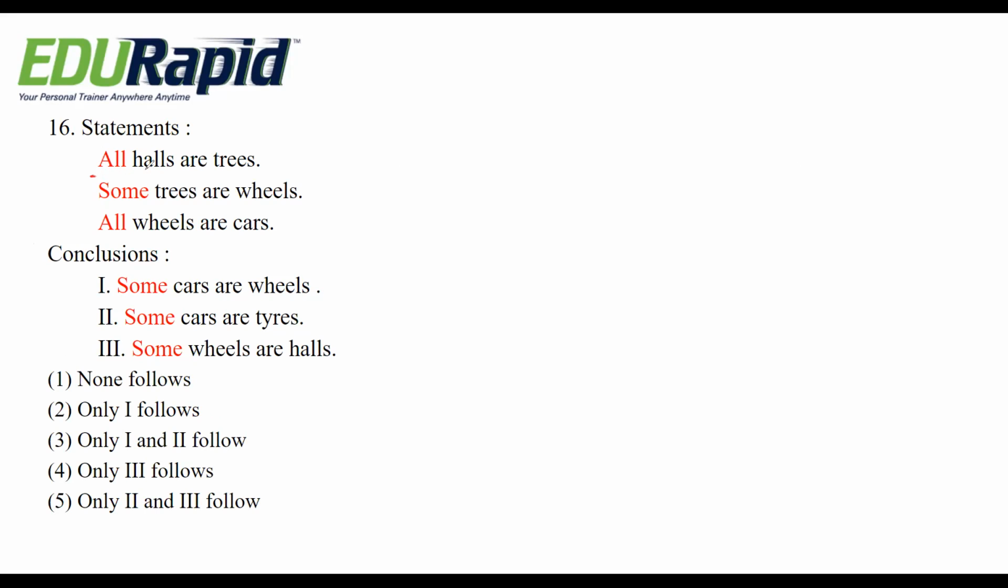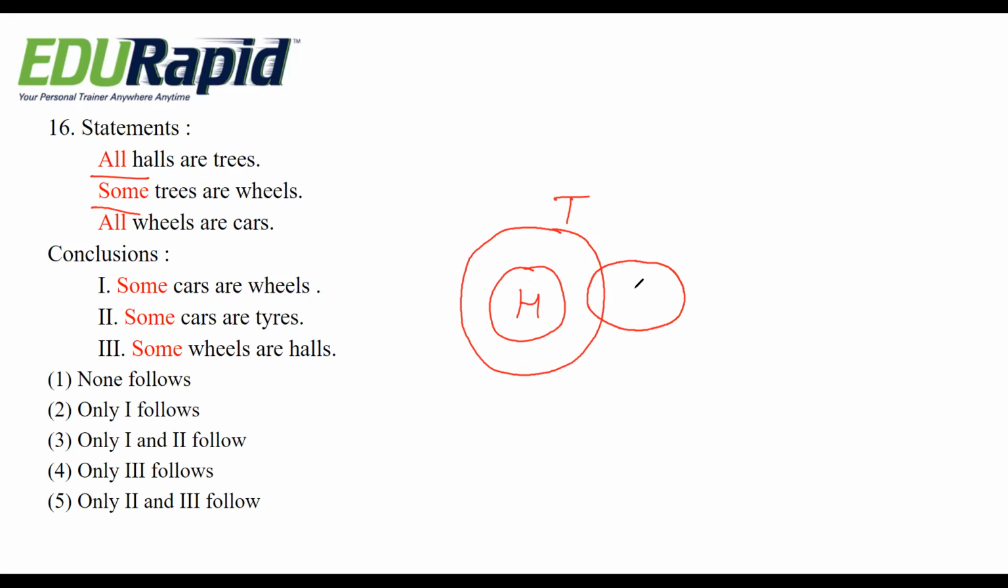Write down the Venn diagram. All halls are trees. Some trees are wheels. All wheels are cars. Come to the conclusion. Some cars are wheels. Yes, it lies on both circles. All wheels are cars means some cars are wheels. Both lie in the same single circle.